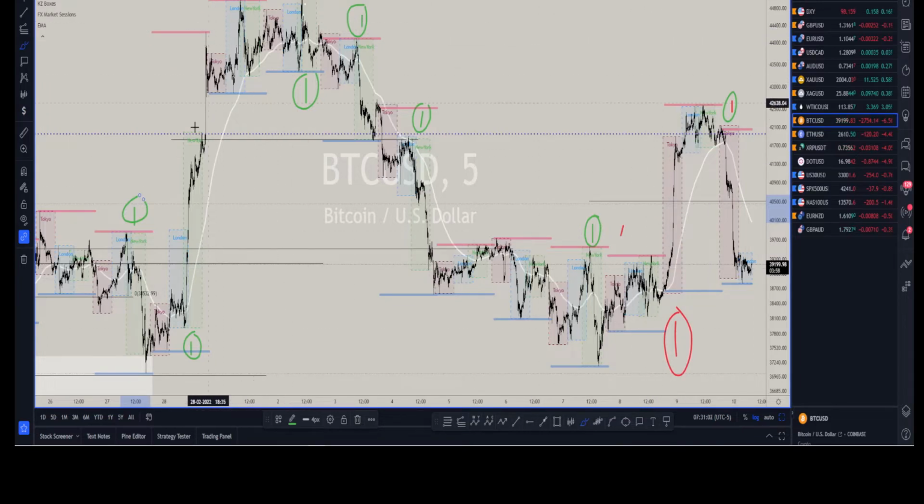So this the 5 minute. How many days did we cover? 1, 2, 3, 4, 5, 6, 7, 8, 9, 10. And today is 11. We got 2 Tokyo and 1, 2, 3, 4, 5, 6, 7 New York. So where's the higher probability here to trade?